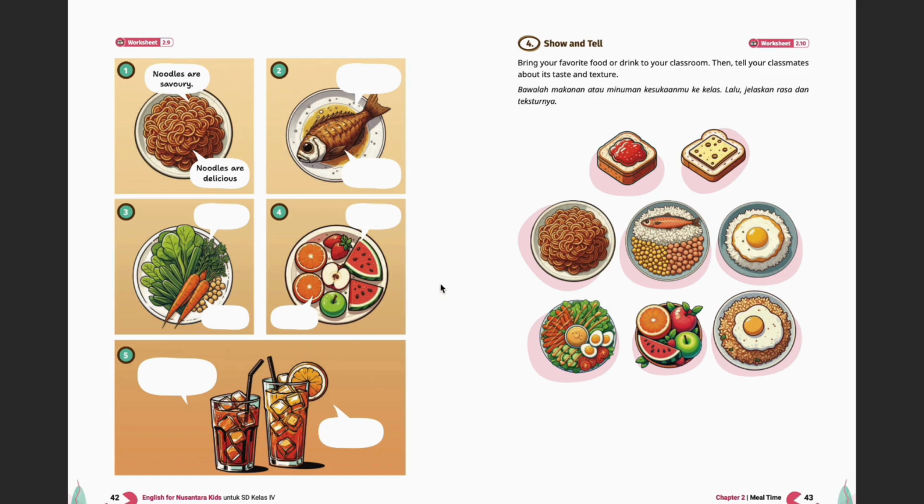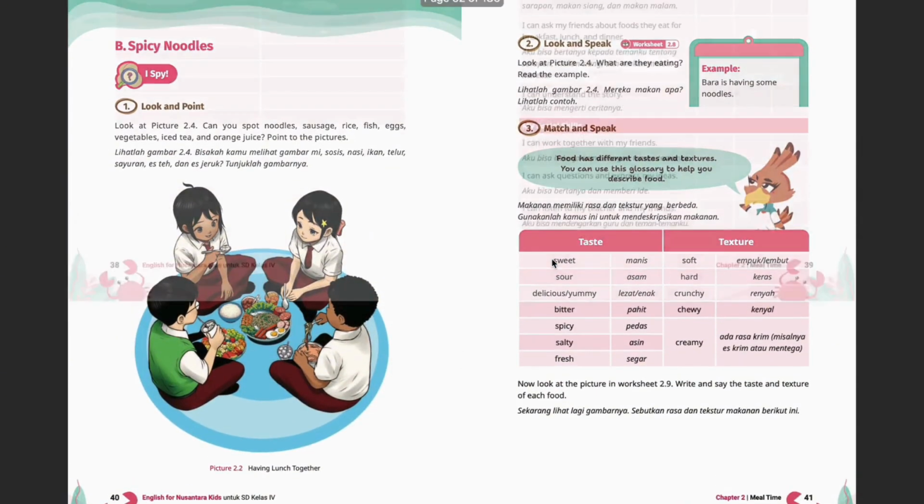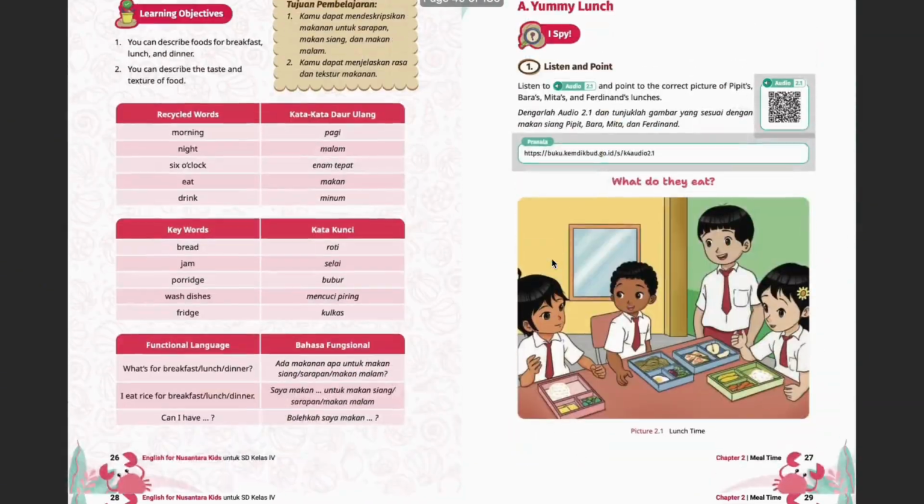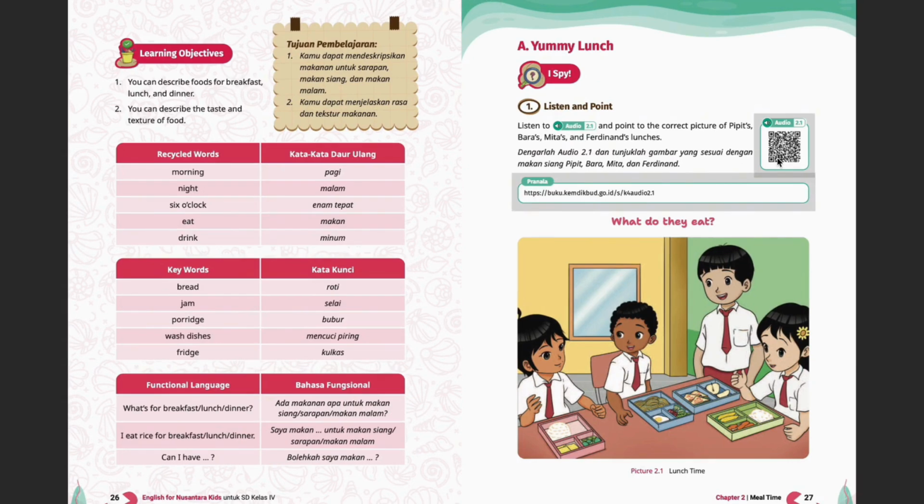And the materials also introduce the concept of time in daily meals such as breakfast in the morning, lunch at noon, snack in the afternoon, and dinner in the evening. So this helps students connect language learning with their daily routines. And also, since the audio from the book is not accessible, I use an additional learning video from YouTube as the listening material, and the video is relevant to the topic and supports student listening comprehension through audio-visual learning.